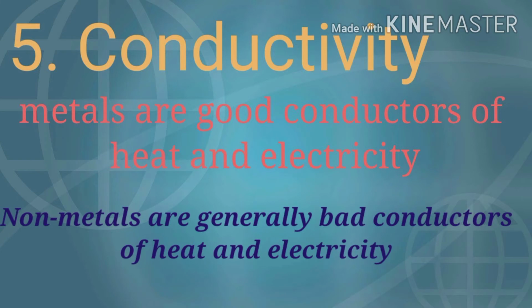Let us now discuss the fifth property of metals, and we can compare it with non-metals, that is conductivity. Metals are considered to be good conductors of heat and electricity, while non-metals are generally bad conductors of heat and electricity. To understand the conductivity of heat and electricity, let us discuss the activities given in your book, Activity 3.5 and 3.6. And let us see some examples of metals which are good conductors of heat and electricity.